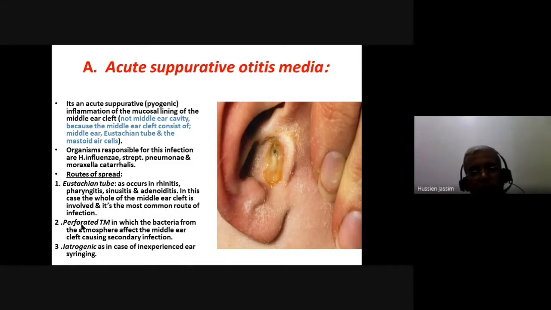Sometimes we have another cause for the infection through the perforated tympanic membrane. This is unusual, of course. Perforation occurs in the tympanic membrane from any cause. So the bacteria will enter from the external auditory canal and from the atmosphere to the middle ear and cause a secondary bacterial infection. Or iatrogenic, for example ear syringing, or removal of foreign bodies by inexperienced personnel.